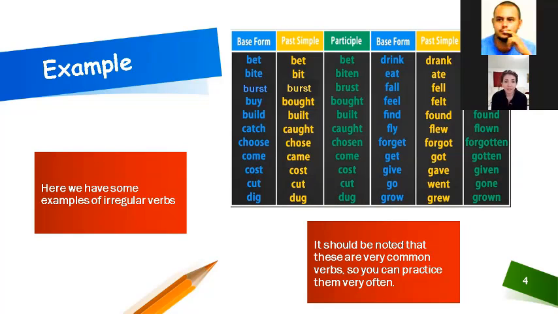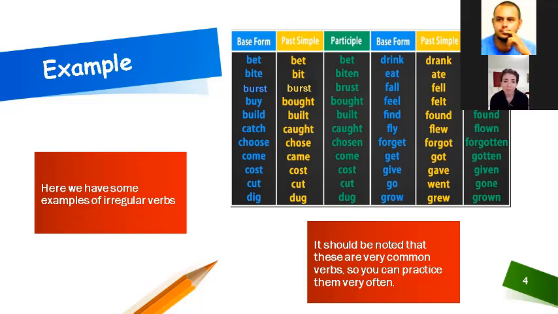Here we have some examples of irregular verbs. In this chart, we have the base form of the verb, the past simple tense, and the participle, okay? We have a very short list here because there are a lot more verbs. So we have some of the most commonly used here. For example, we have the verb build, and the past simple tense of build is built, and the participle is built again, okay?